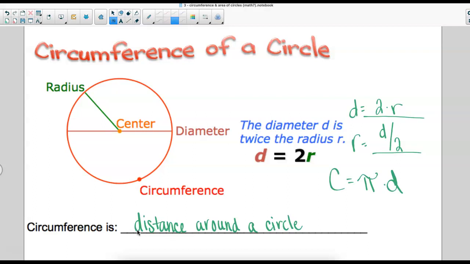Now pi, that symbol pi. Pi is a number that some mathematicians figured out. They started looking at a bunch of circles and realized that there's a relationship between the distance around a circle and the diameter. No matter what size circle you have, if you measure the distance around a circle and divide it by the diameter, you always get the same ratio. And it's 3.14 and so on. Remember, pi is that number that never ends.